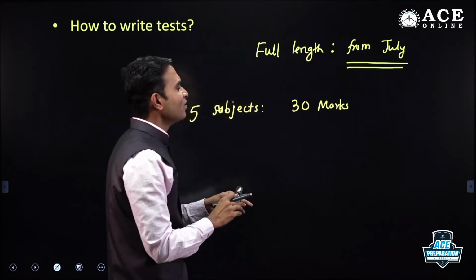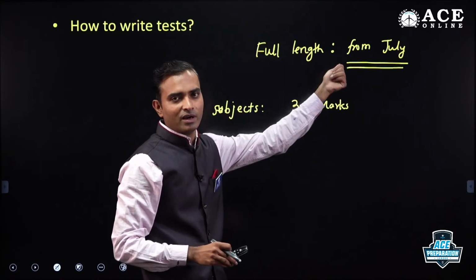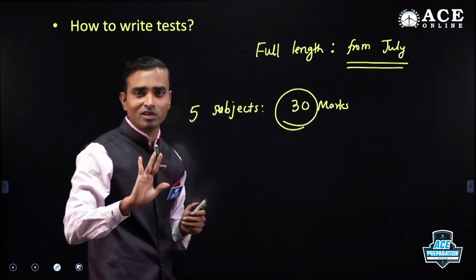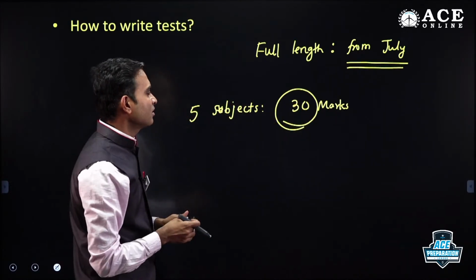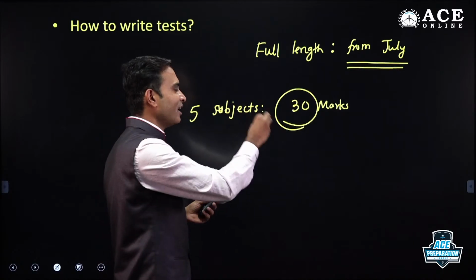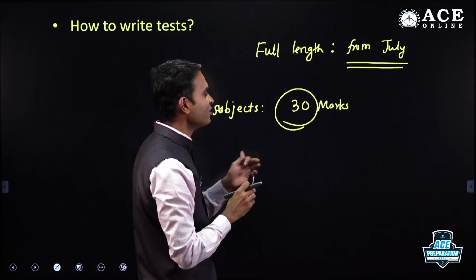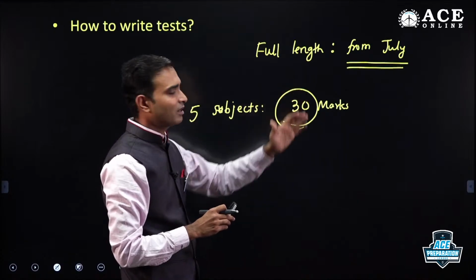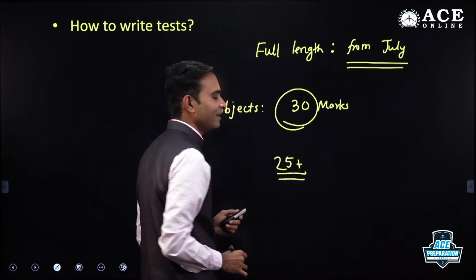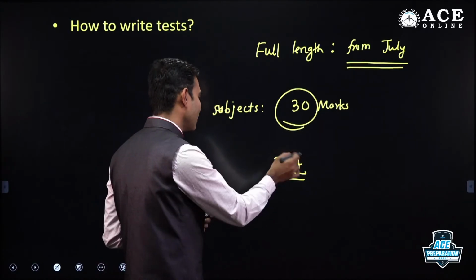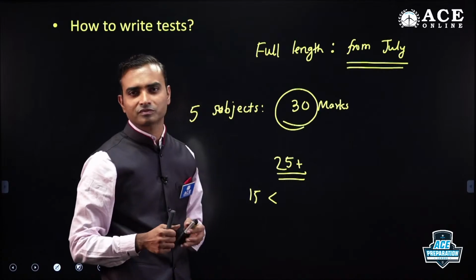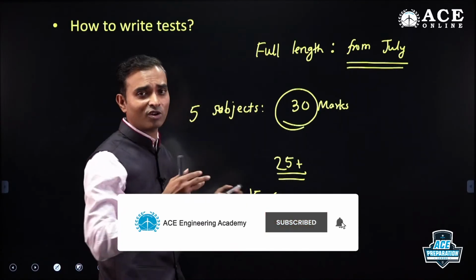So when you write a full length paper, just try to achieve 30 out of 30 marks. Don't bother about the remaining 70 marks. Understand? Whichever subjects you have already covered, out of those you should try to get maximum possible marks. That should be the aim of your test series. If out of 30 you are able to get 25 plus, that means you are on the right track. If you are getting less than 15 marks out of 30, it means something is missing in your methodology of test.